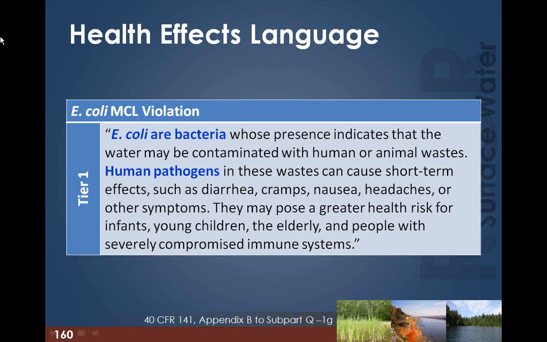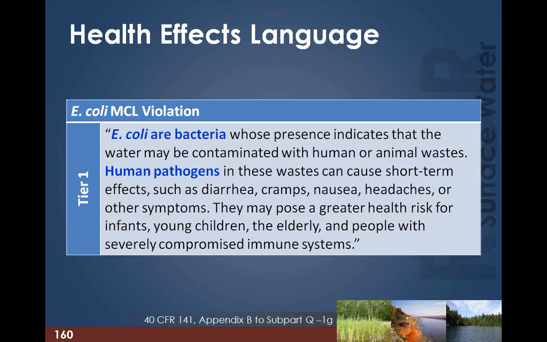Okay, so we left off talking about public notification, and now we're going to get into some of the public notification language that is part of the revised total coliform rule and what's required in the different scenarios that public notification is required. So the first is for Tier 1 public notification, which is when there is a violation of the E. coli MCL. This is the new language, and so this replaces or is a revision of the language under the total coliform rule.